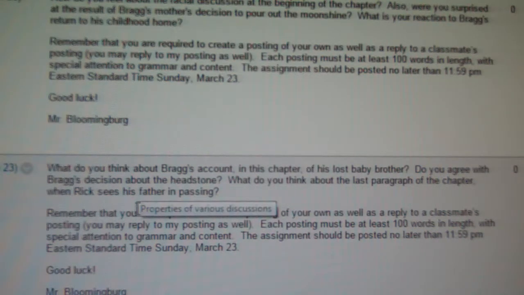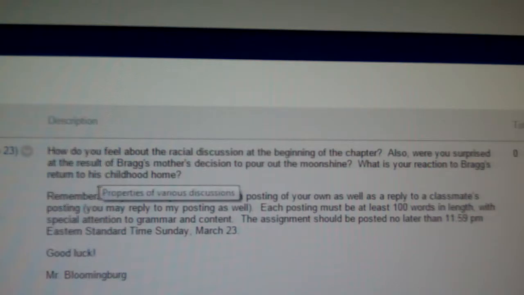The second one this week relates to Chapter 7. And in that, you are asked to respond to Bragg's account of his lost baby brother. And do you agree with Bragg's decision about the headstone? What do you think about the last paragraph of the chapter when Rick sees his father in passing? I'd be interested to see what you guys think about that. Keep reading on the book, but those are your 2 discussion board assignments for this week.